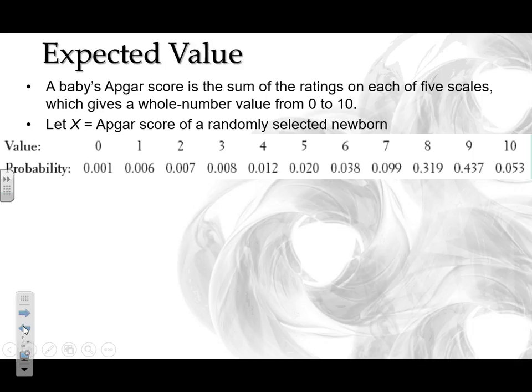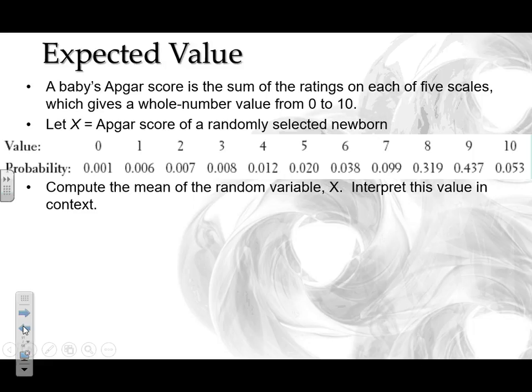So once I know my probability distribution, the first thing I want to do is calculate the mean. Mean and expected value are the same thing. When they say calculate the mean, they're telling you to calculate expected value, or vice versa. Those two words mean the same thing in these contexts. So calculate the mean of the random variable x and interpret the value in context.